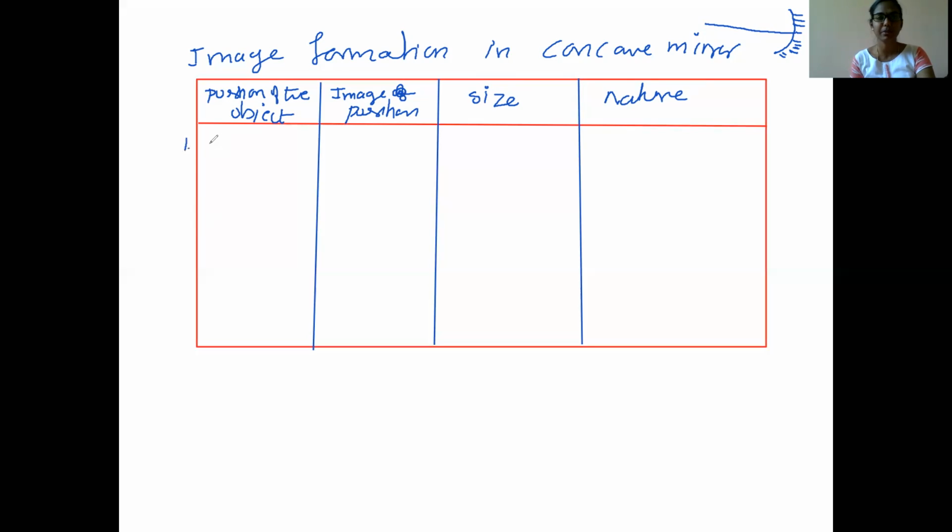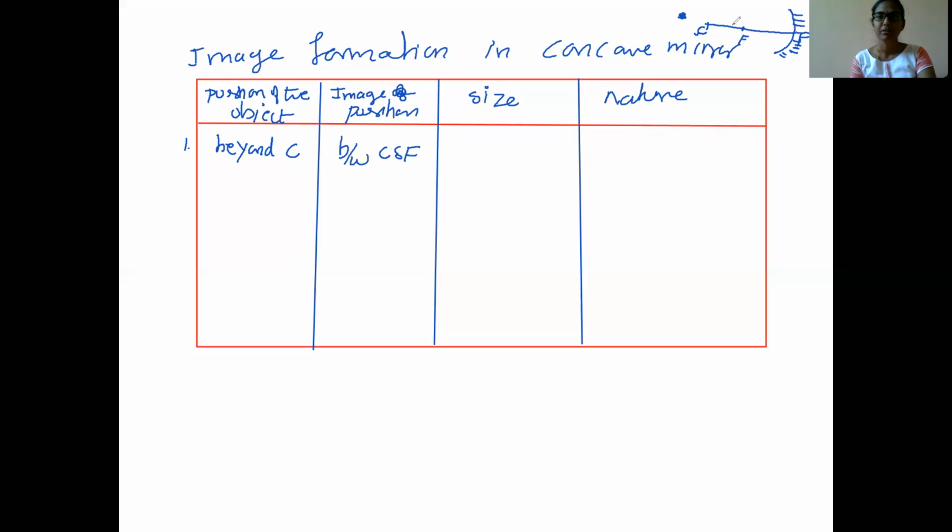Which are the places we can place the object? First, we can place it very far from the mirror, that means behind C. The different possibilities are: beyond C, at C, between C and F, at F, and at the pole. When the object is placed behind C, it is very far from the mirror, so the image will be formed between C and F.